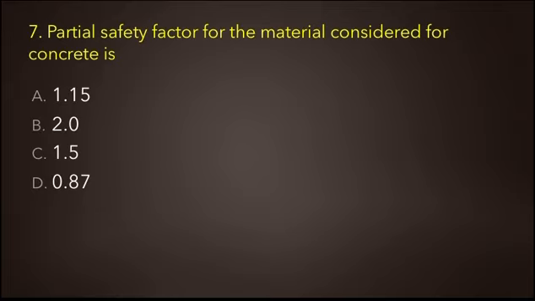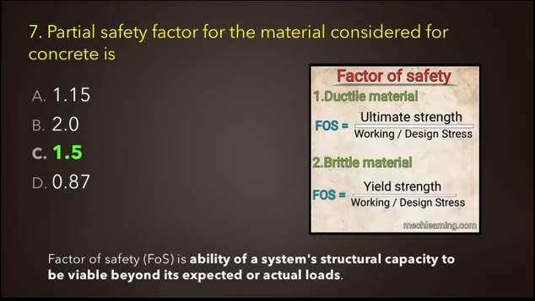We shall see the next question. Partial safety factor for the material is considered for concrete is. We have the options: A. 1.15, B. 2.0, C. 1.5, D. 0.87. The right option is C.